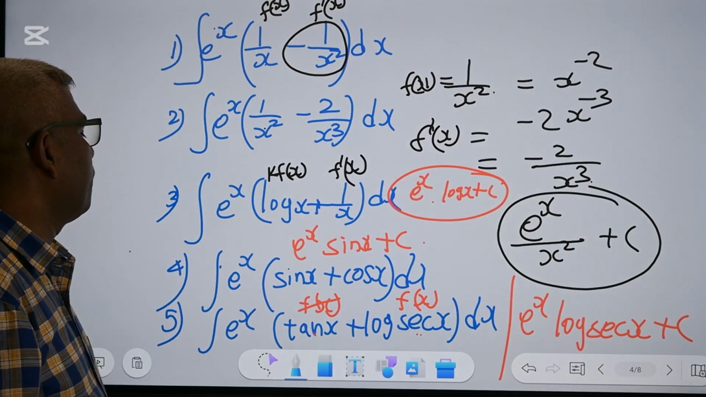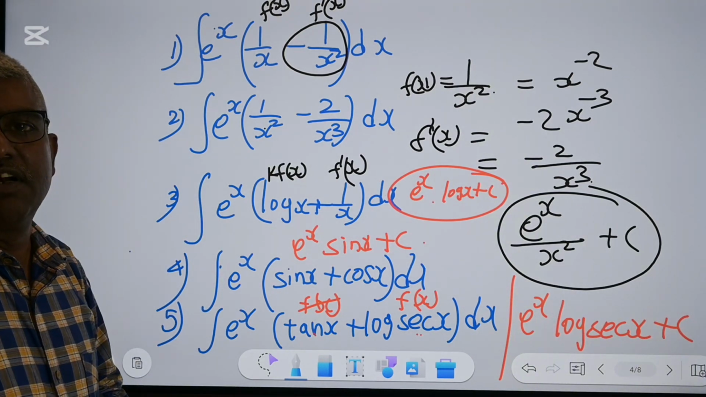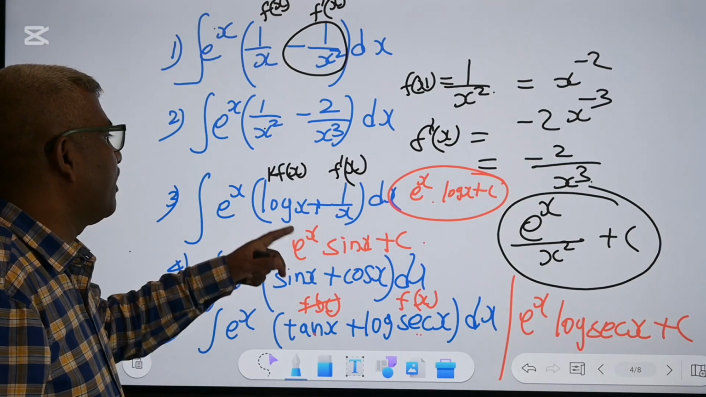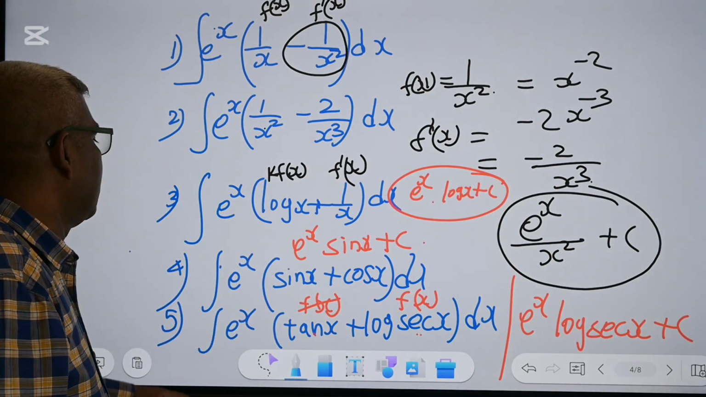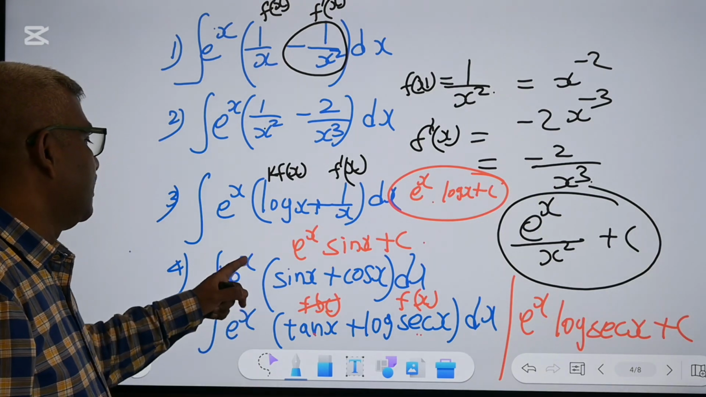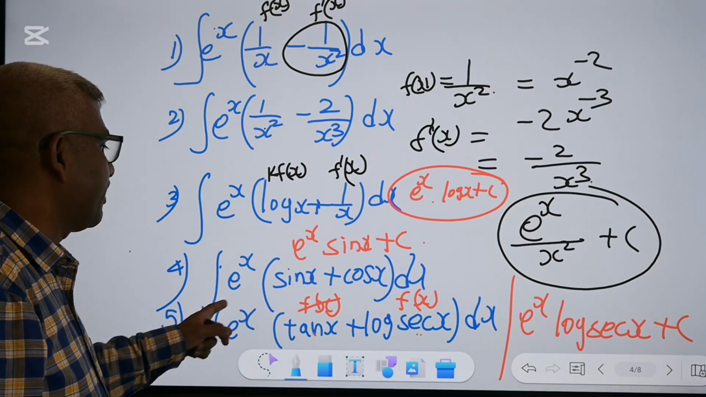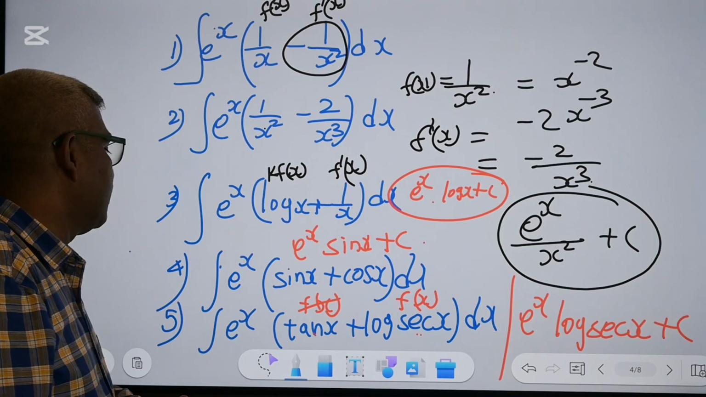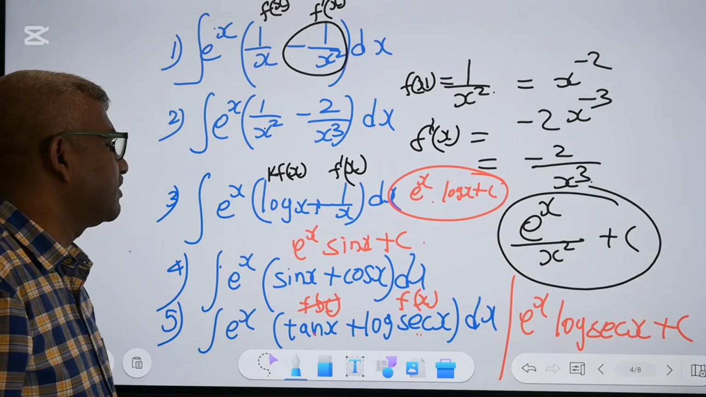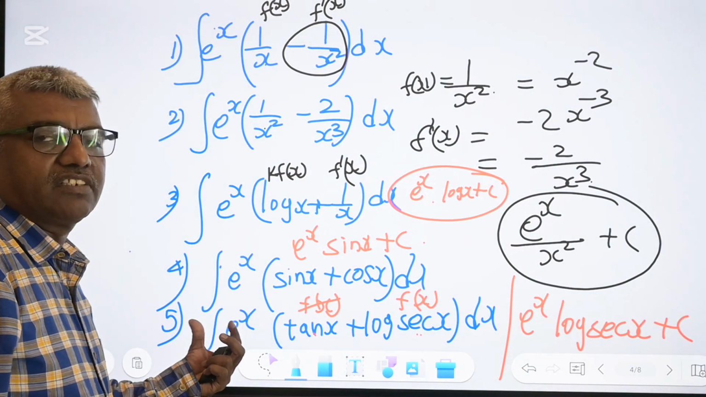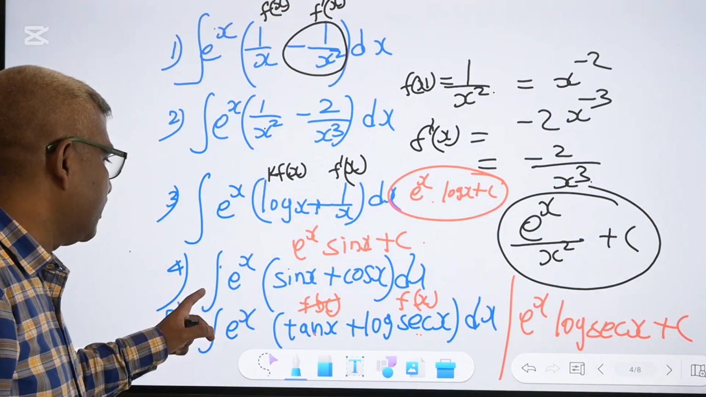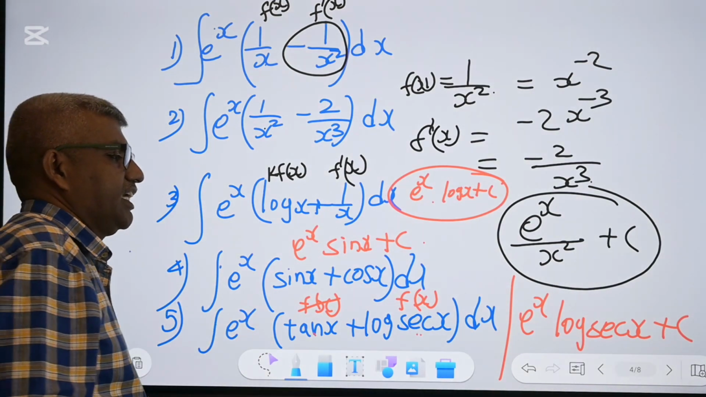Question number 3, e power x log x plus 1 over x. Log x if you differentiate, 1 over x. The answer is e power x f of x. F of x is log x. Question number 4, e power x times sin x plus cos x. Sin x differentiate cos x. So e power x sin x. Question number 5, e power x log secant x plus tan x. Then the answer is e power x log secant x plus c.